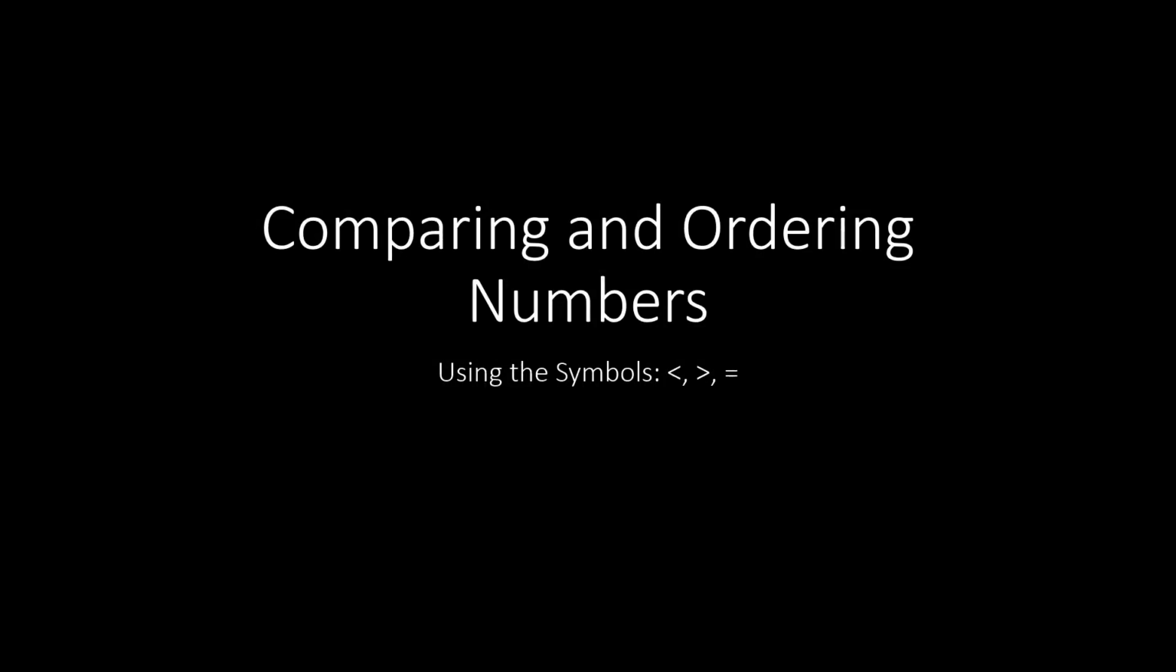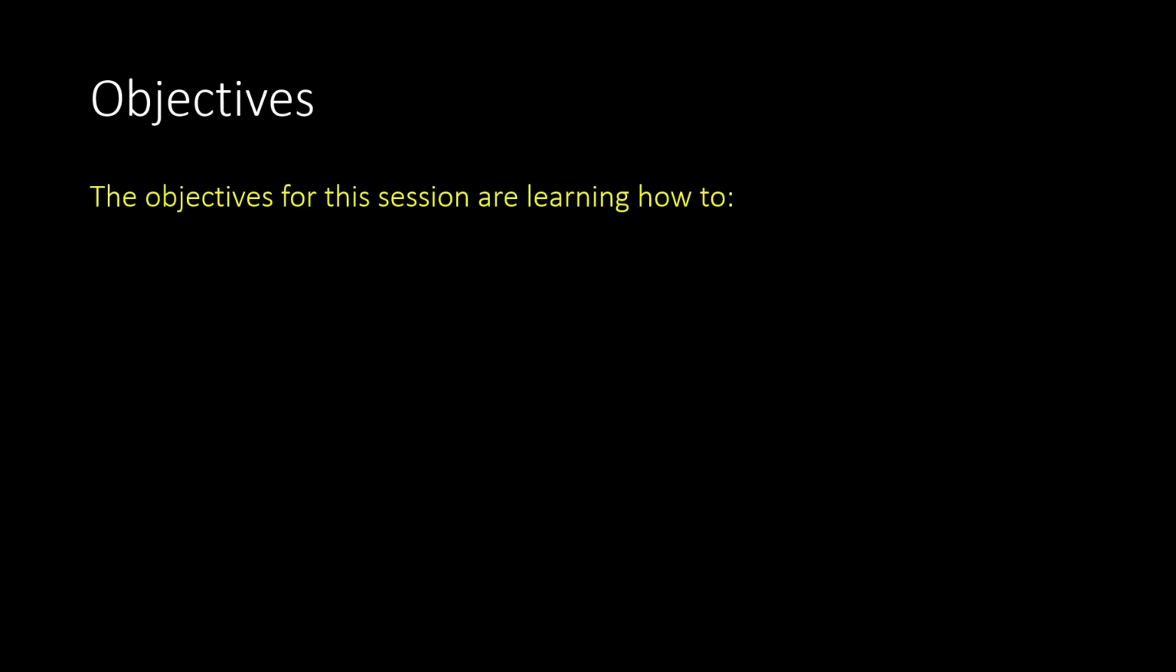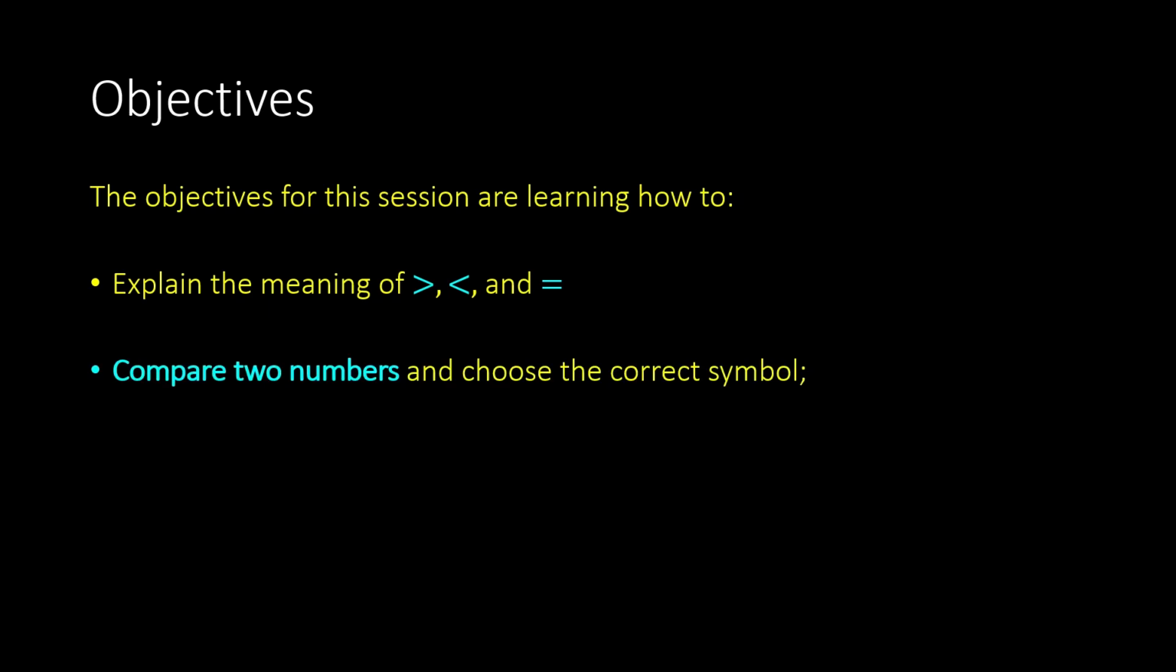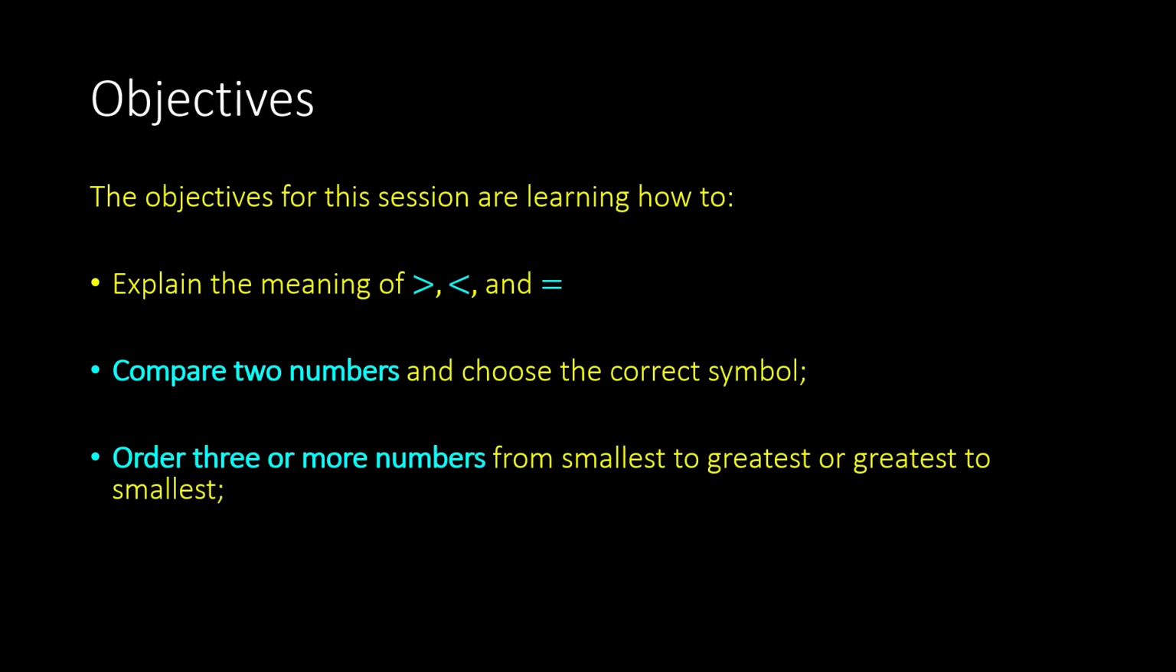Welcome to the session on comparing and ordering numbers using the symbols less than, greater than, and equals. The objectives for this session are learning how to explain the meaning of greater than, less than, and equals, compare two numbers and choose the correct symbol, order three or more numbers from smallest to greatest or greatest to smallest, and justify comparisons using place value.